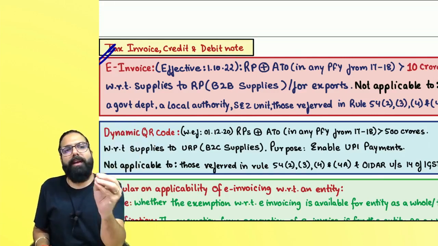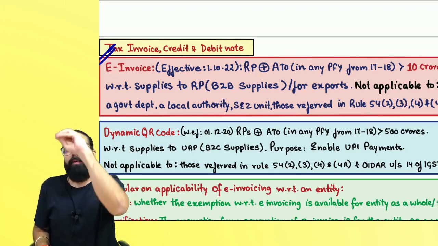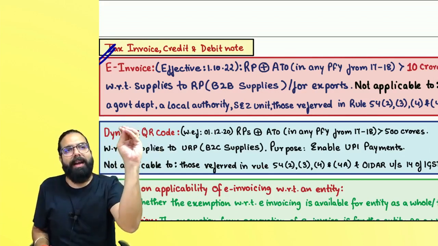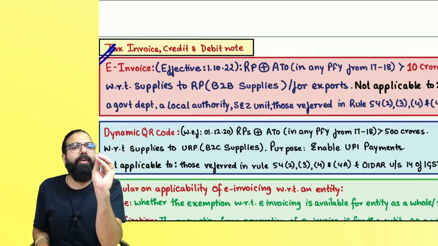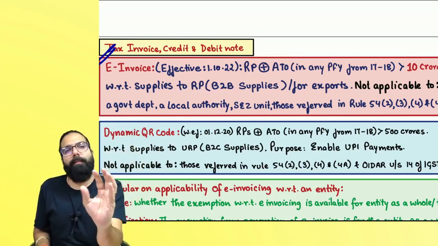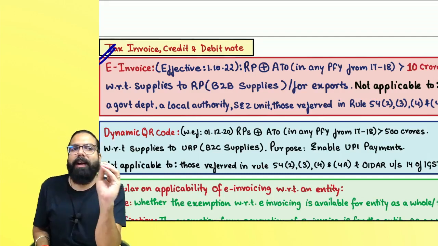When you generate an invoice and register it on the IRN portal, basically you go and get your invoice reference number. When you get your invoice reference number, only then your invoice will be termed as an invoice.